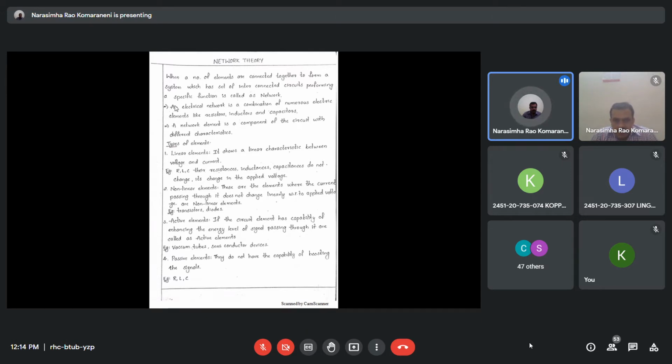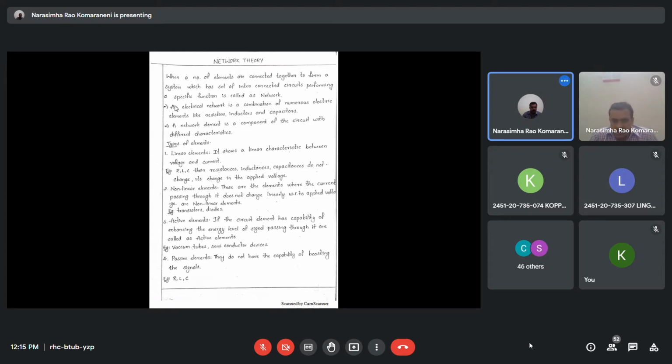Okay, a network element is nothing but a component of the circuit with different characteristics. So there are two types of network elements. First one is the linear elements, okay, and second one is the non-linear elements, and the third one is active elements and passive elements. So these are the different types of elements. So in linear elements, it shows the linear characteristics between the voltage and current. Okay, the examples for these linear elements are resistance, inductor, and capacitor.